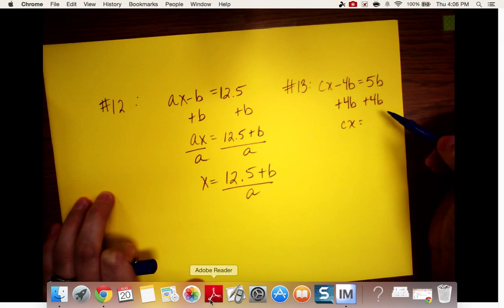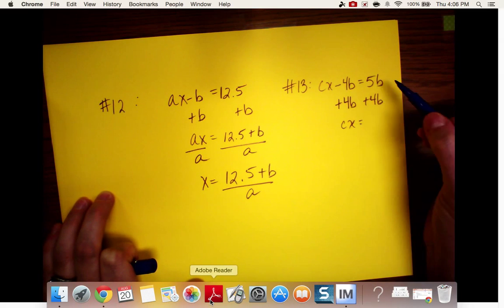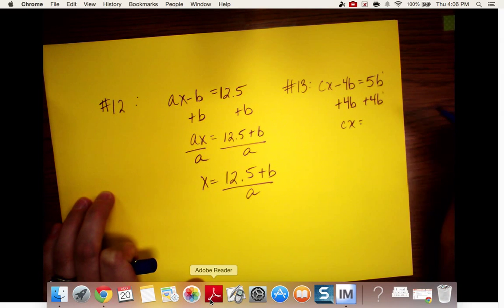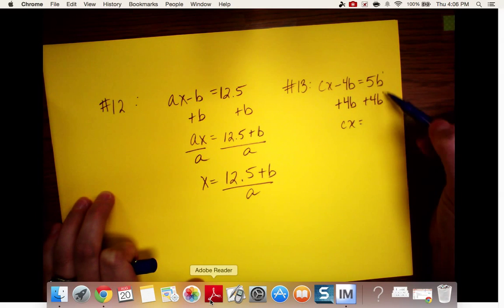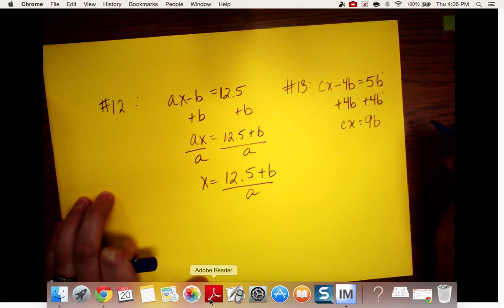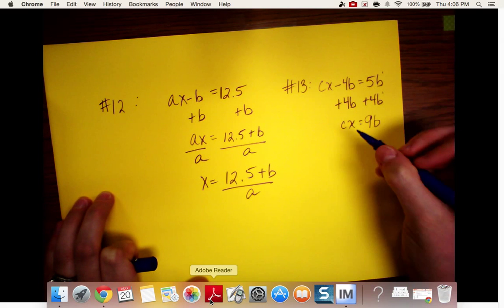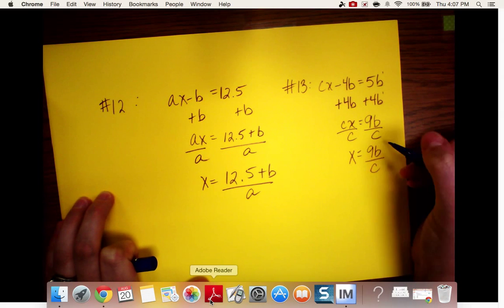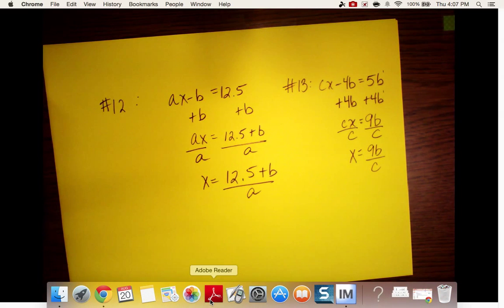These are like terms because they have the exact same variable, and the variable has the same exponent. So the exponent is the understood exponent of 1. It's normally not shown because it's understood to be there. So since these are like terms, I can add those together to get 9b, because 5 plus 4 is 9. And then I'll divide by c to get x equals 9b all over c. Okay? So that is it for homework 1.2.